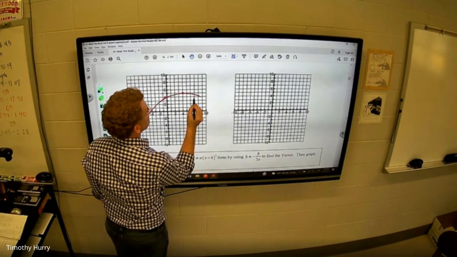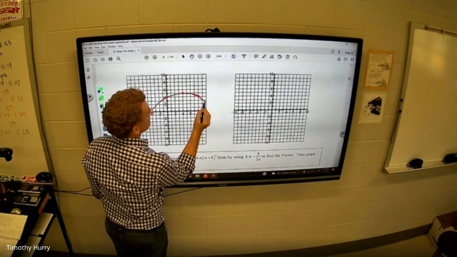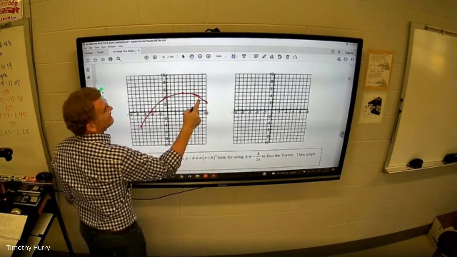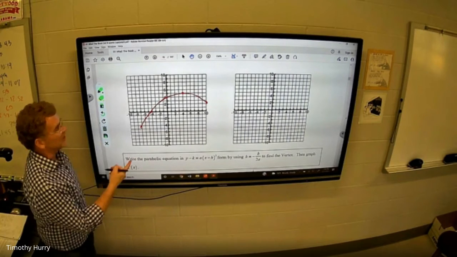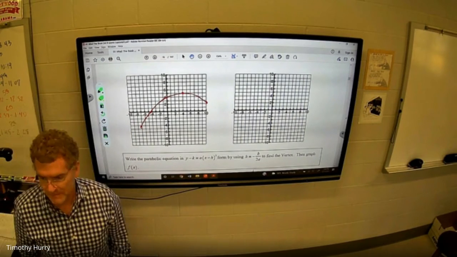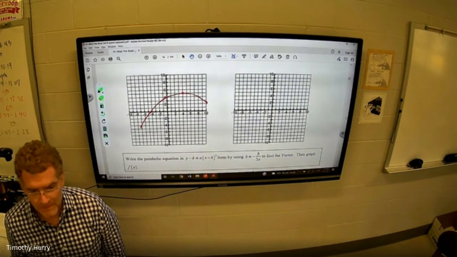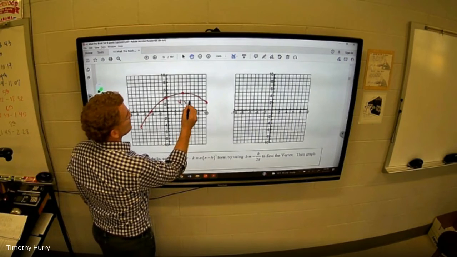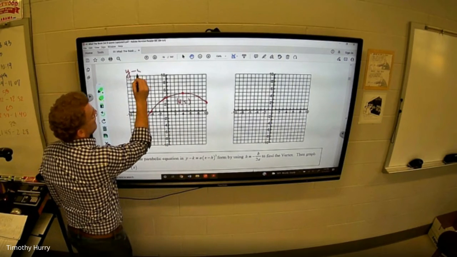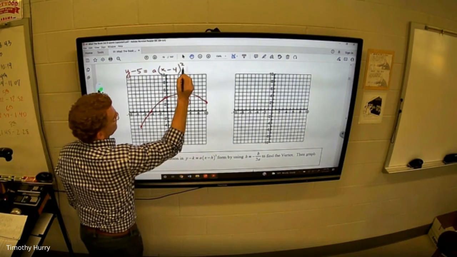Is it 1, 2, 3? Okay, so what if I gave you this graph right there? And I said, what's the equation of this parabola? What's the easiest thing to notice? The vertex. So my vertex is at 4, 5. So I definitely know that it's at least y minus 5 equals a times x minus 4 quantity squared.